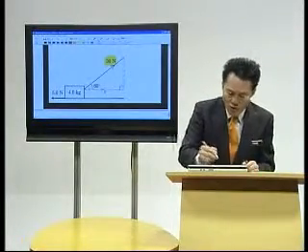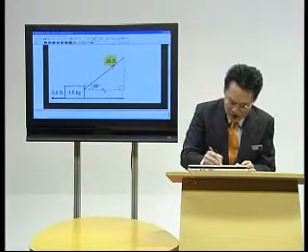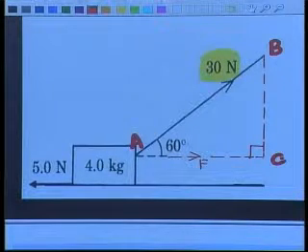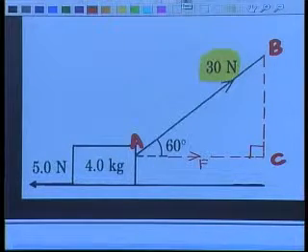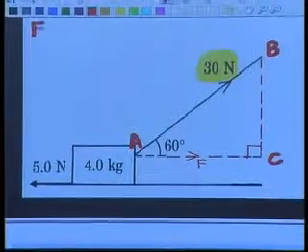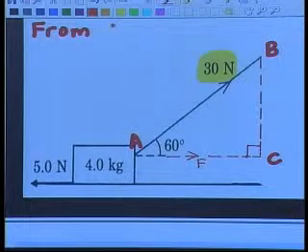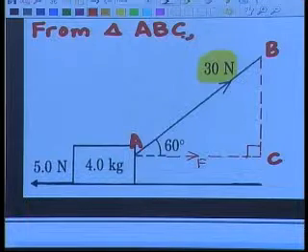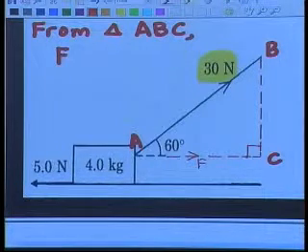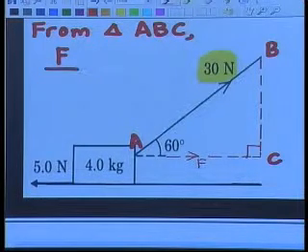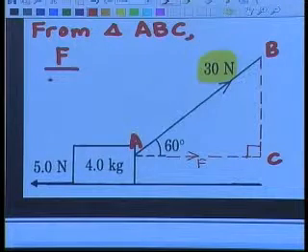And I would recommend all of you to label your triangle, I will call it A, B, C. So as you work out your answer, it's very neat and it's very clear. So what will I say here? I will write down from triangle ABC, what do I have? I want to calculate F. So F, I divide it by AB, which is 30 Newtons.